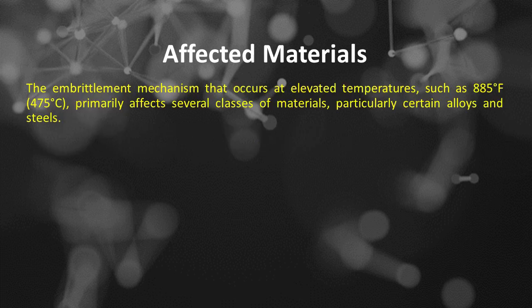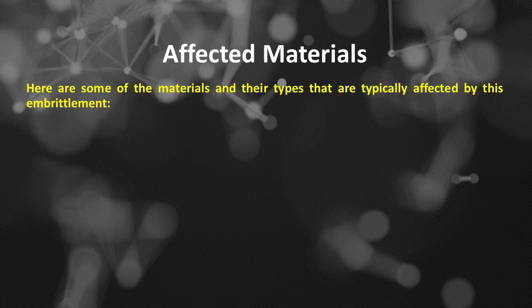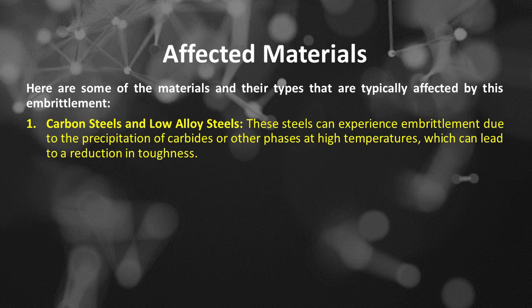The embrittlement mechanism that occurs at elevated temperatures, such as 885 degrees Fahrenheit or 475 degrees Celsius, primarily affects several classes of materials, particularly certain alloys and steels. Here are some of the materials and their types that are typically affected by this embrittlement. Number 1 is carbon steels and low alloy steels. These steels can experience embrittlement due to the precipitation of carbides or other phases at high temperatures, which can lead to a reduction in toughness.